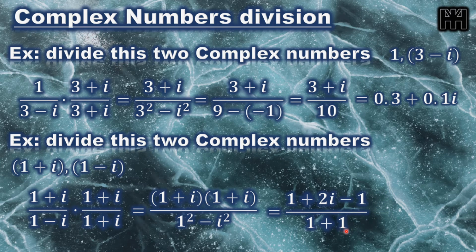Okay, it will be 1 plus 1, as negative i squared will be positive 1, since i squared is negative 1, and the negatives cancel each other. So in the numerator we have 1 and 2i and negative 1, which cancels with the 1. So we have 2i over 2, and the 2 cancels out the 2, so we'll have i.